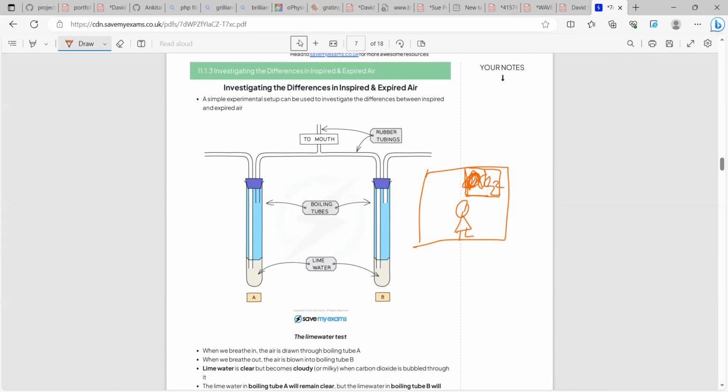All right. So now let's look at this experiment. Lime water. Lime water is used to test for carbon dioxide.